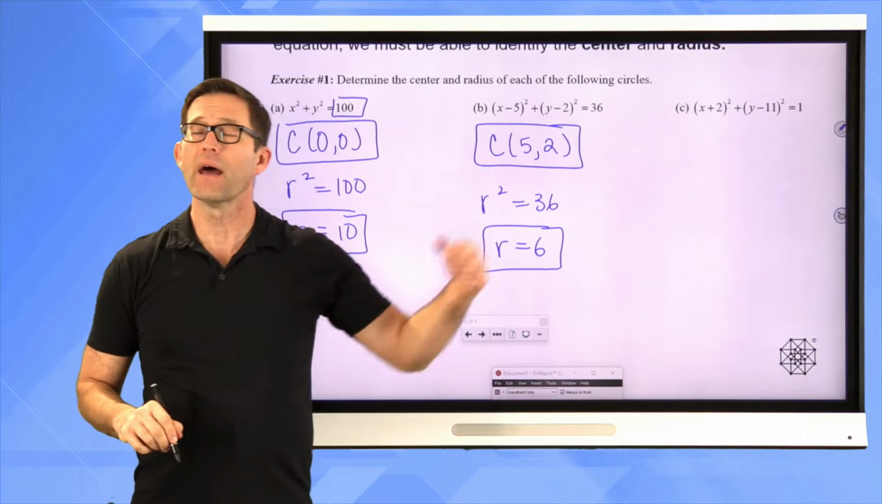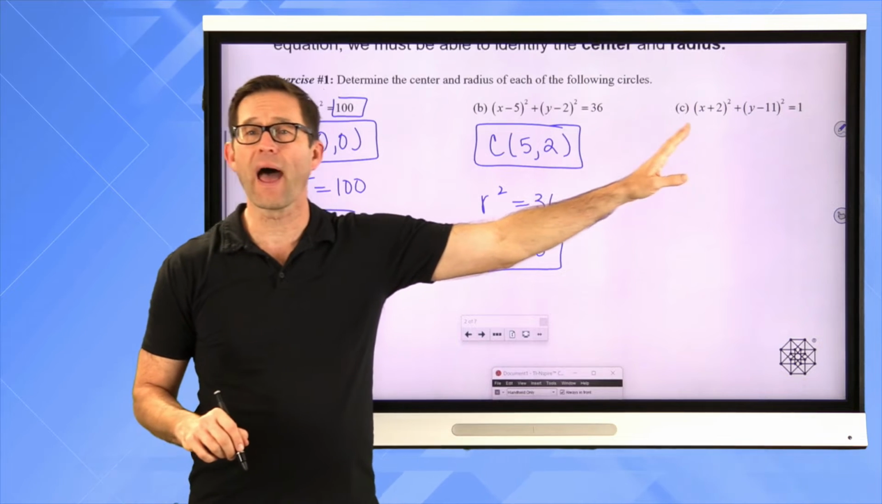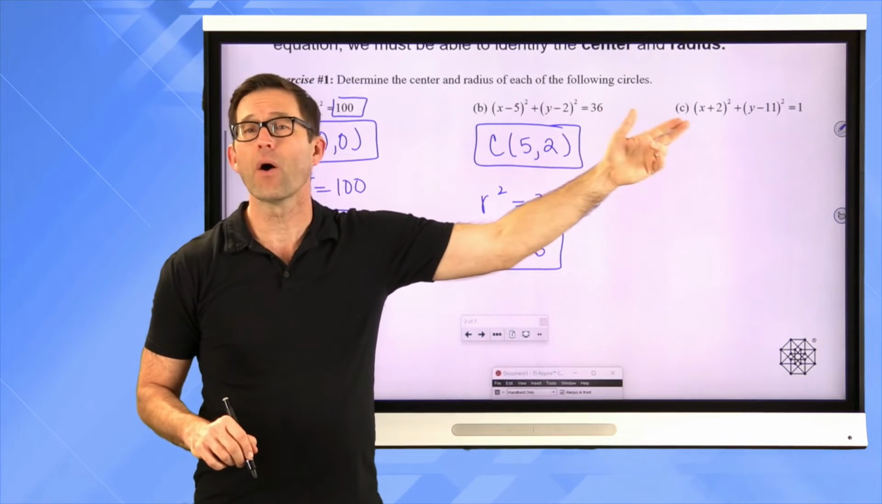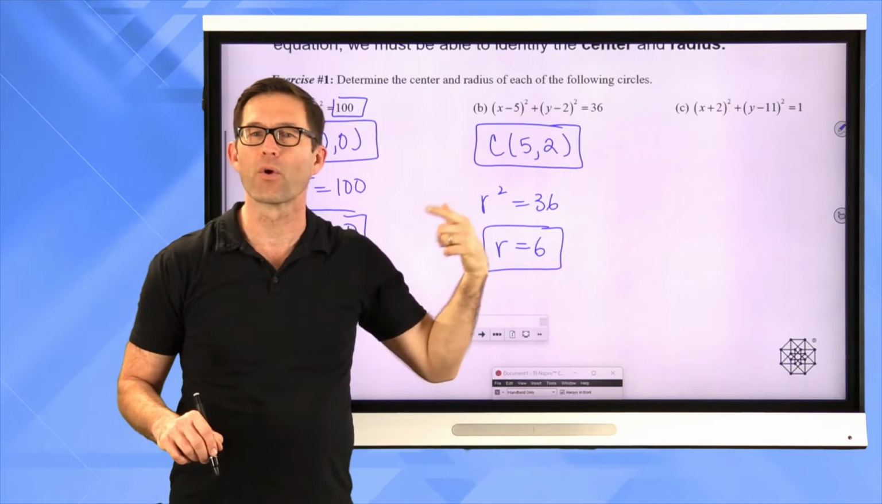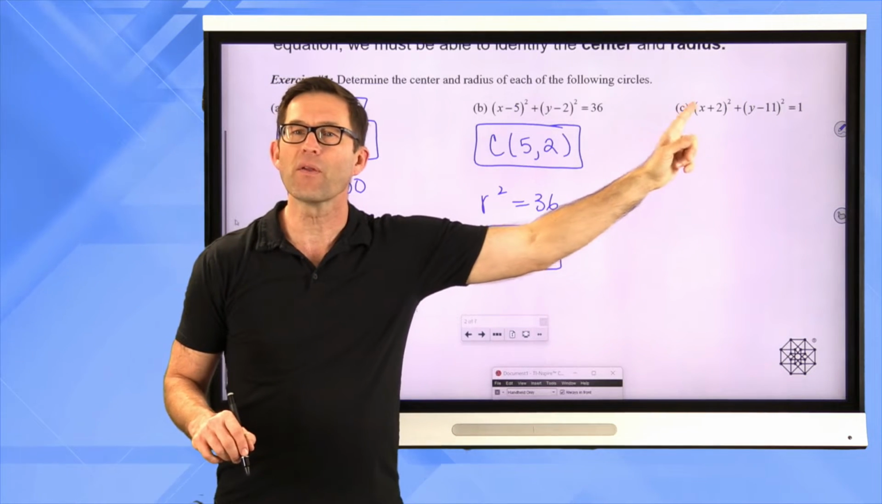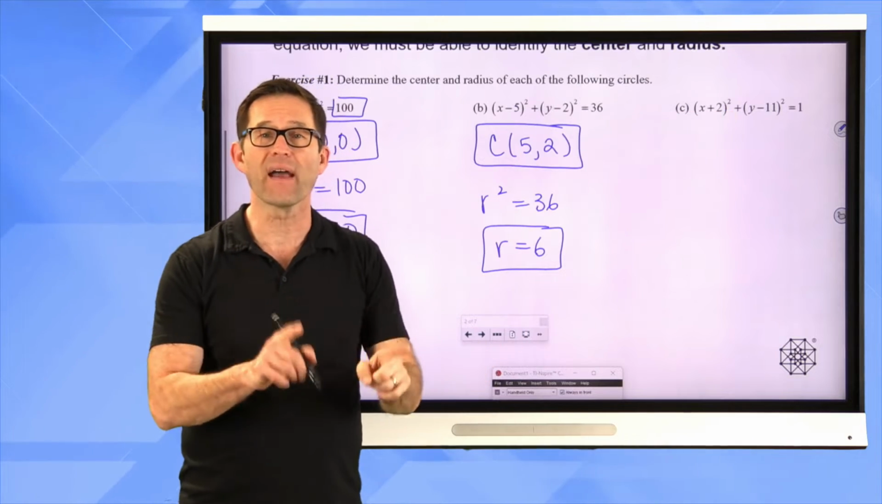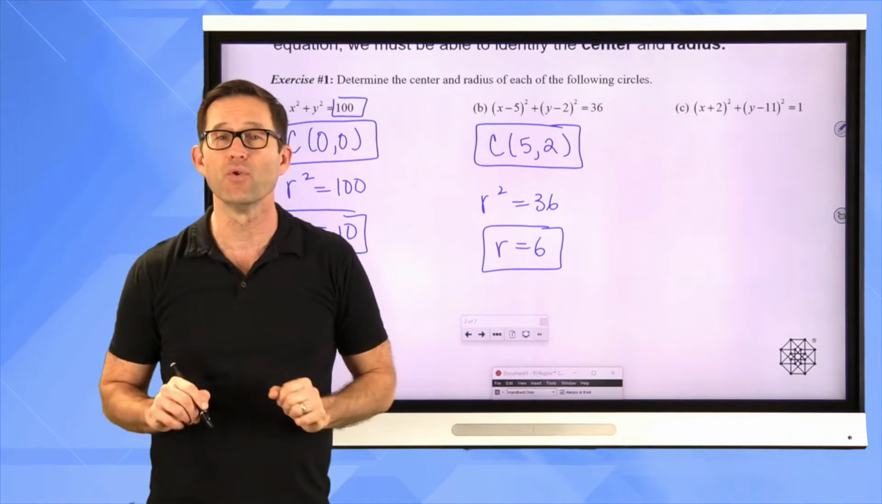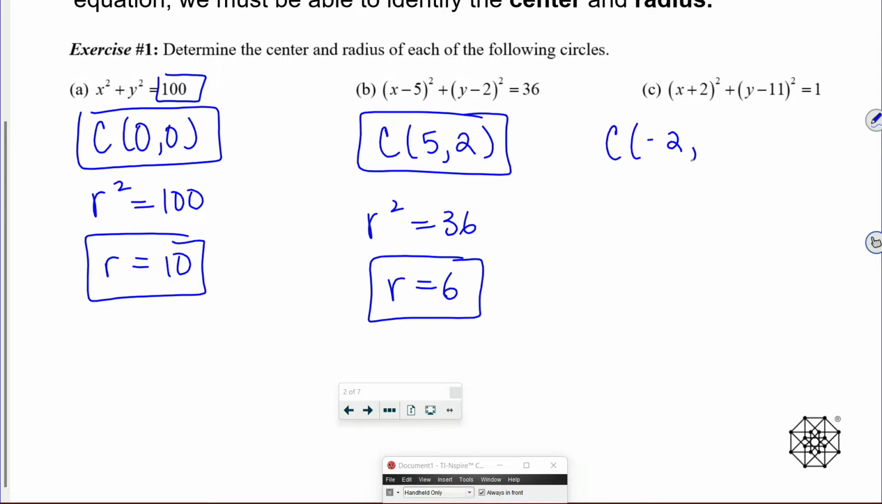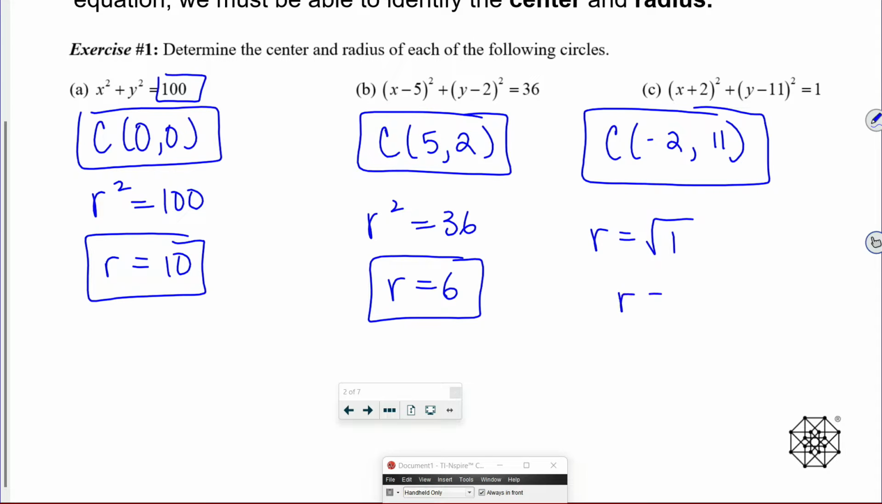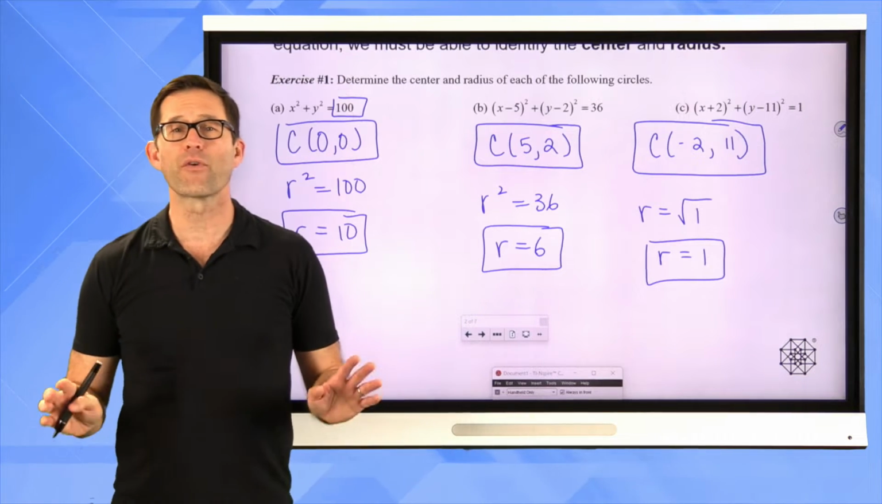All right. Now finally, if we have a situation where we're adding numbers to x and y, then all we have to do is change the sign on that number to better think about how we're subtracting. So we want to think about x plus 2 squared as being x minus negative 2 squared. So in this case, my center is at negative 2, positive 11, and my radius is equal to the square root of 1, so my radius is just equal to 1.